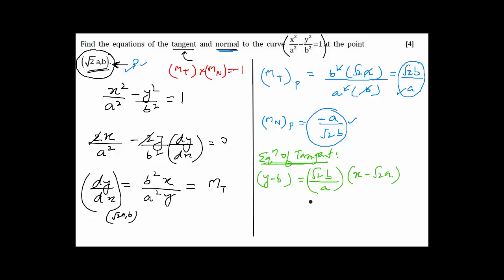This becomes the equation of tangent, and if I have to write the equation of normal, then the equation of normal will become y minus b is equal to minus of a upon root 2b into x minus root 2a. Right? These are your required answers. You may further simplify these equations so that they look much better.